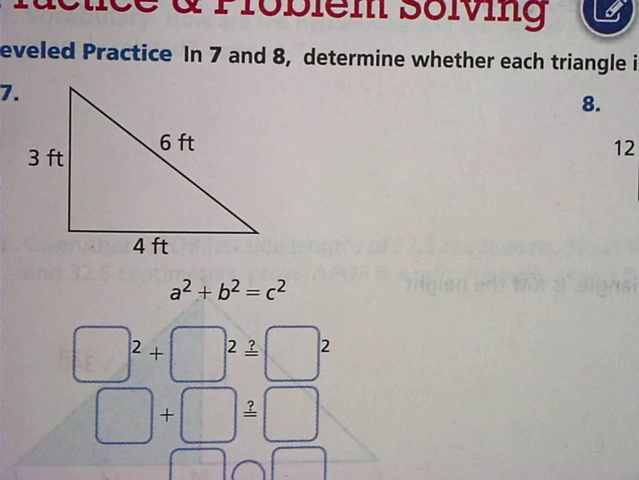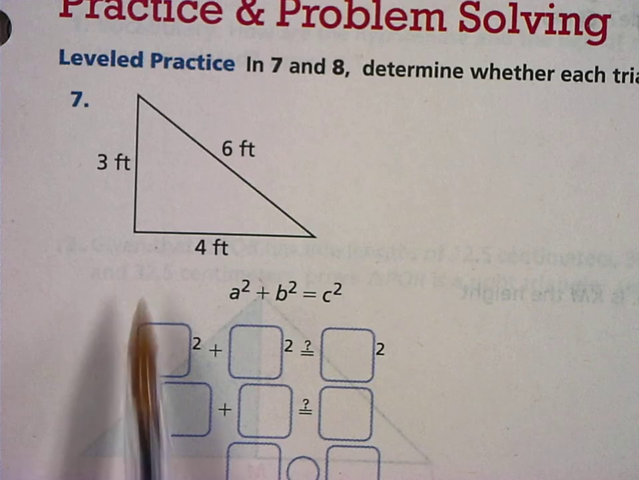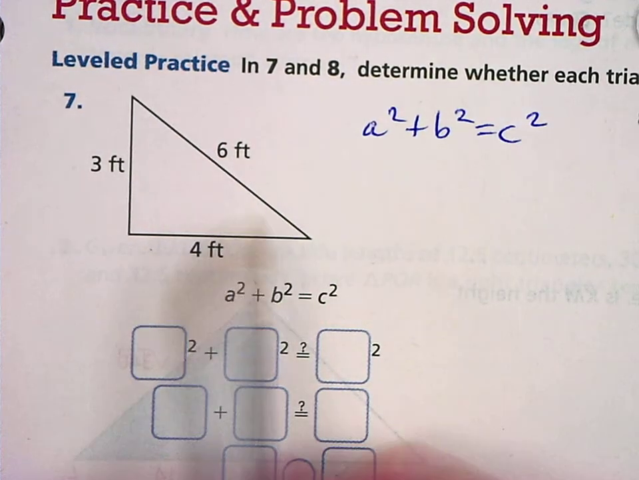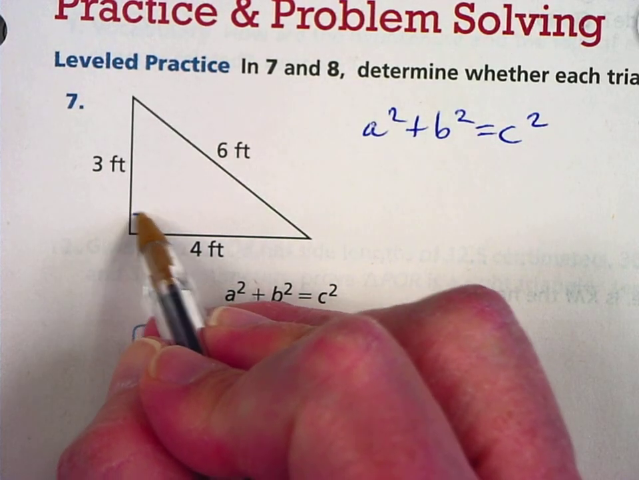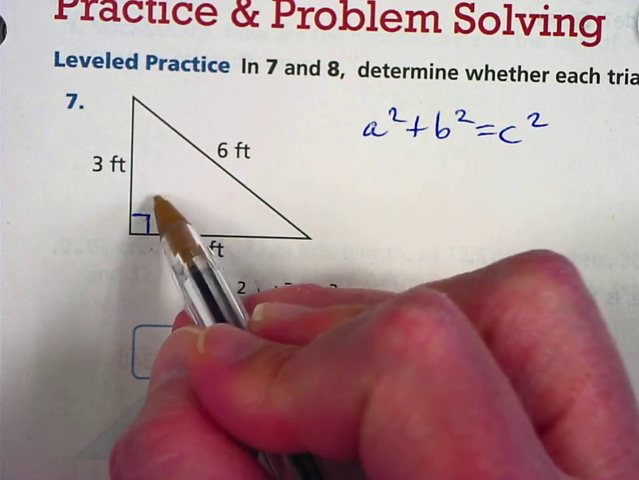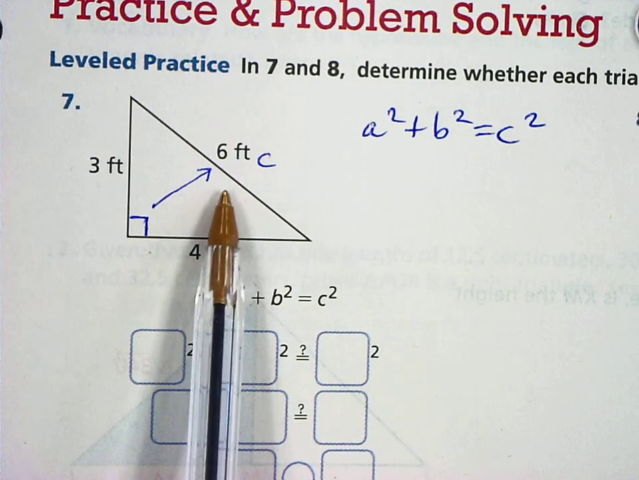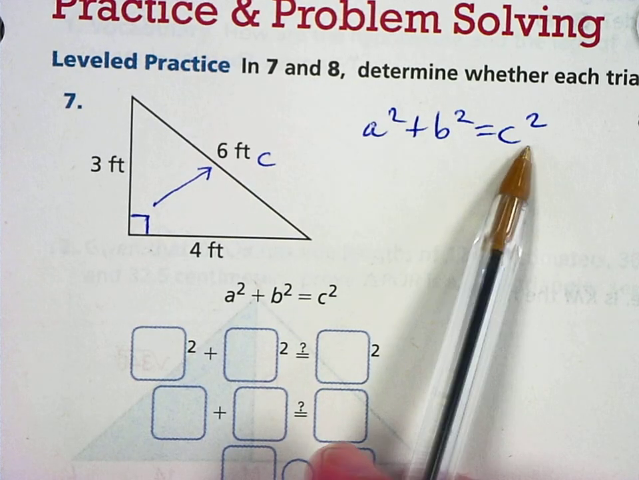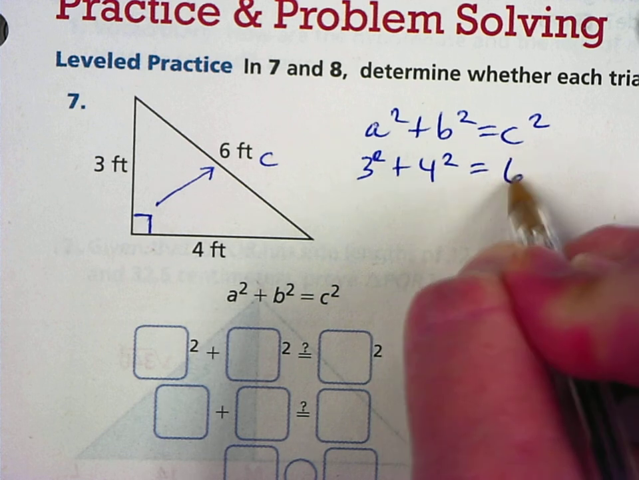Okay, so here we have a triangle. We're not sure if it's a right triangle. We're going to figure that out using the Pythagorean theorem: a squared plus b squared equals c squared. All right, let's plug in all three of these sides. If this were the right triangle, if this were a right angle, then this would be my c. Again, the biggest number has to be c, so you've got to plug the biggest number into your c. So 3 squared plus 4 squared equals 6 squared.